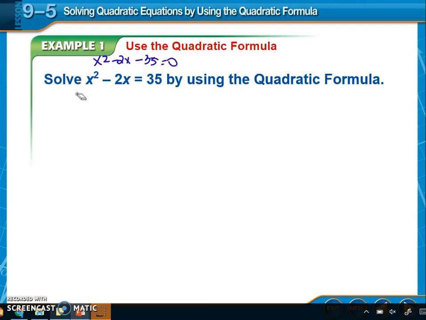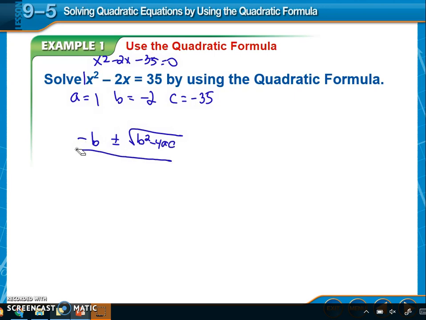So then I can specify what each of my values are. A is the number in front of x squared. If there's nothing there, it's technically 1. B is the number in front of x, so that's negative 2. And c is the constant, so negative 35, once it was already on the other side. Okay, so I have my a, b, and c, and now I'm plugging them into my formula, which is negative b plus or minus the square root of b squared minus 4 times a times c, then that whole thing divided by 2 times a.